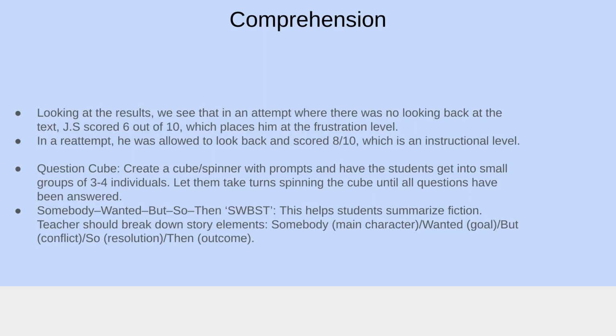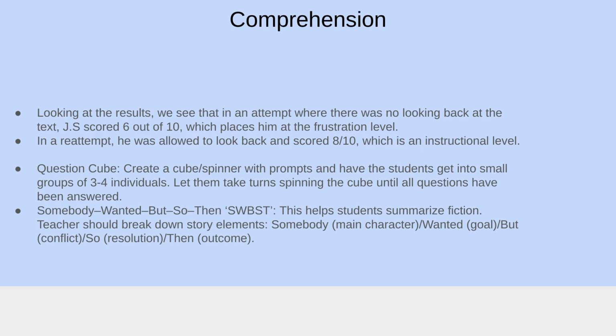Looking at the results, we see that in an attempt where there was no looking back, JS scored 6 out of 10, which does place him at the frustration level, which is the lowest level for this. However, in a reattempt, he was allowed to look back, and he scored 8 out of 10, which is an instructional level. So not the highest, but a little level below that.